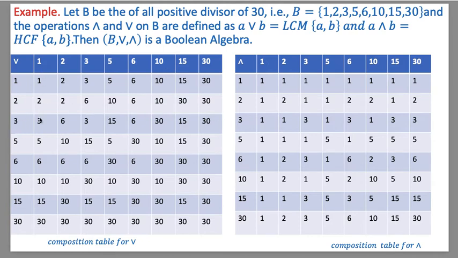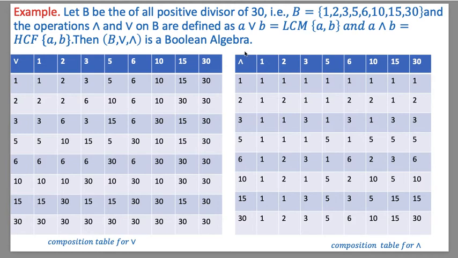LCM of 3 and 1 is 3, LCM of 3 and 2 is 6, LCM of 3 and 3 is 3, LCM of 3 and 5 is 15, LCM of 3 and 6 is 6, LCM of 3 and 10 is 30, and so on. So similarly, we complete the table for all the elements of B.